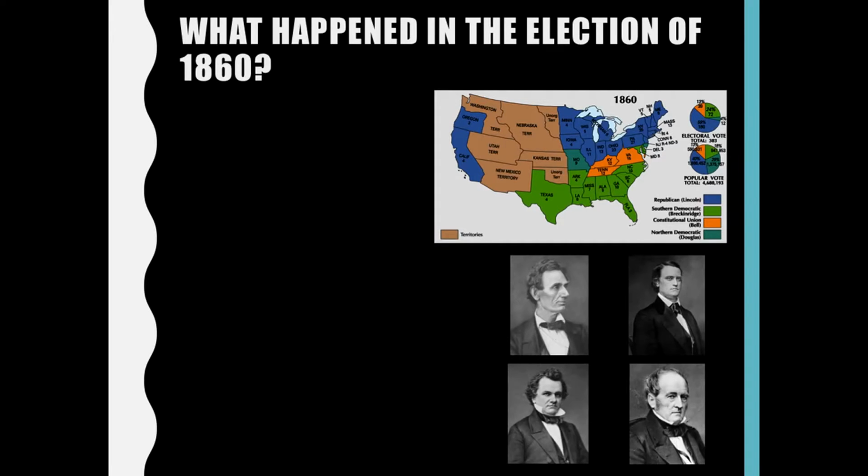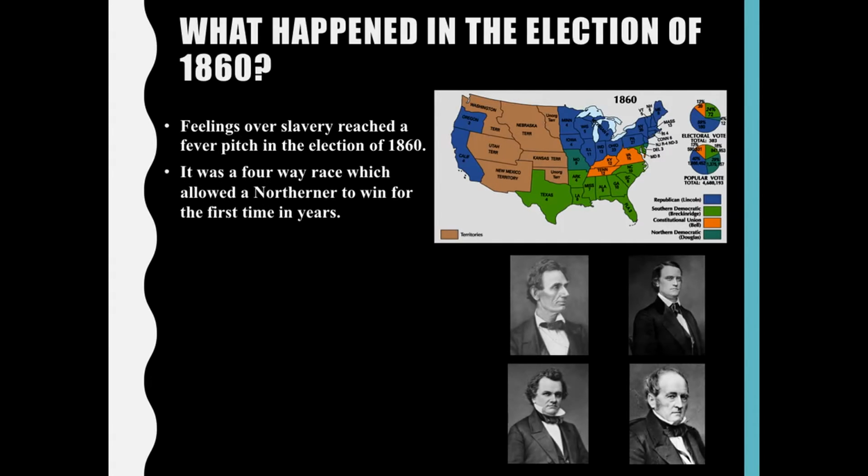So then there was an election in 1860, and it was definitely one of our more interesting elections. Not just because of who won, but because of who was on the ballot and how many people were on the ballot. And as you can see there are 4 pictures, so that can tell you what this might have looked like. In the election of 1860, the feelings over slavery had reached a fever pitch. This was an issue that was huge, and basically the entire election was going to be fought over it. It was a 4-way race, which allowed a Northerner to win for the first time in years.